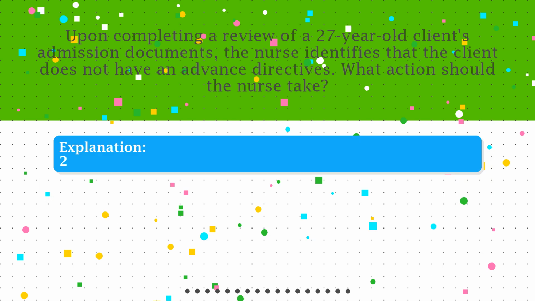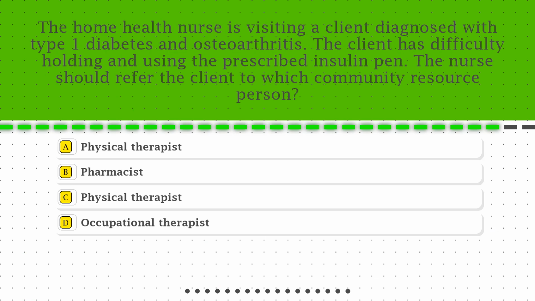Question 5. The home health nurse is visiting a client diagnosed with type 1 diabetes and osteoarthritis. The client has difficulty holding and using the prescribed insulin pen. The nurse should refer the client to which community resource person? Option A. Physical therapist. Option B. Pharmacist. Option C. Physical therapist. Option D. Occupational therapist.